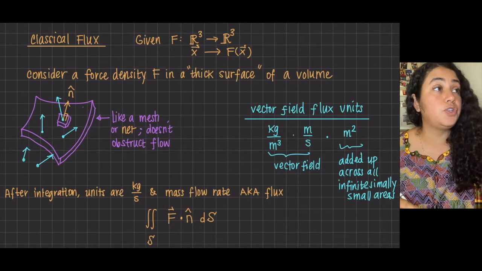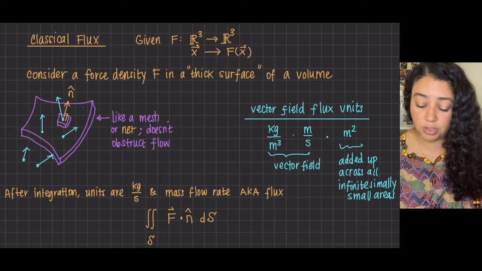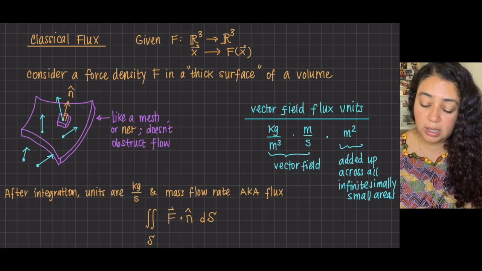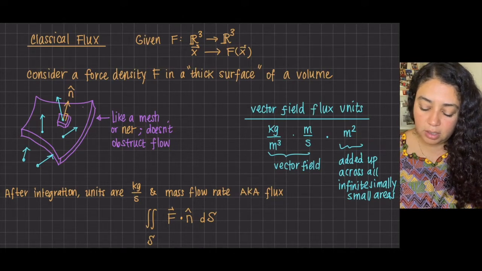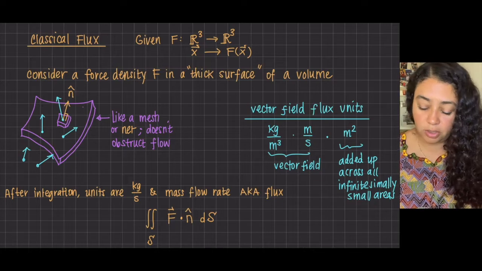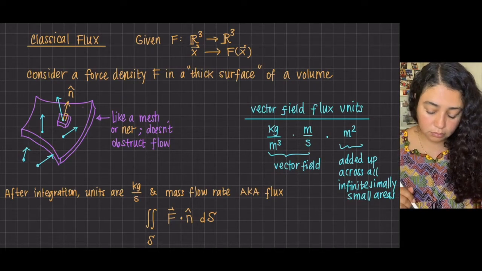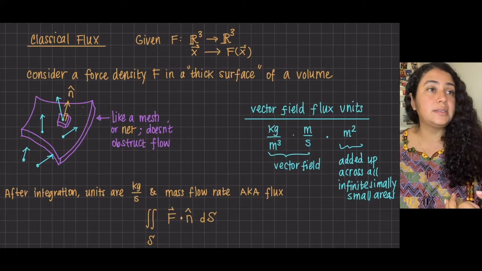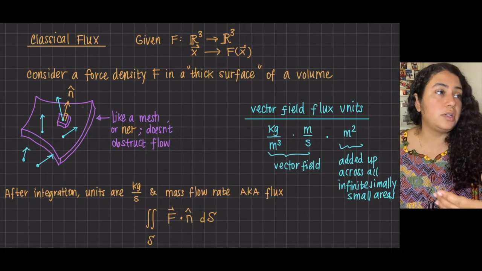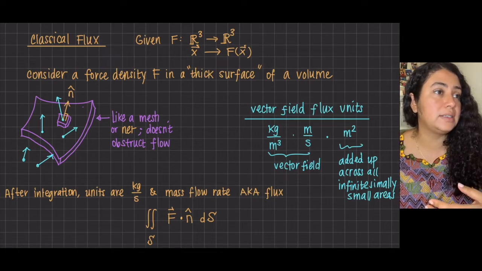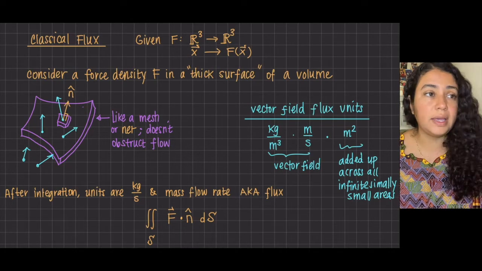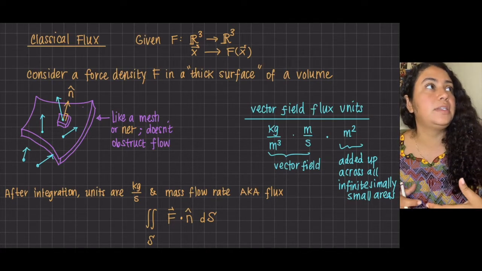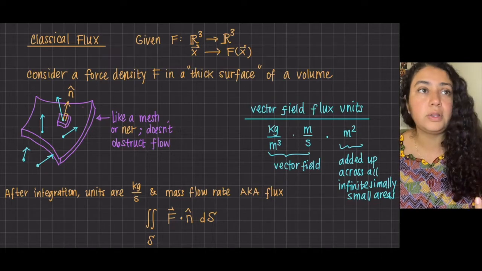Now, the kinds of information you're potentially getting, if you think of your vector field maybe having units like kilograms per meter cubed times meters per second, and you add those up across all these infinitesimally small areas, after integration your units are something like kilograms per second, and what you get is a unit for flux or mass flow rate. This is what we call the classical flux.